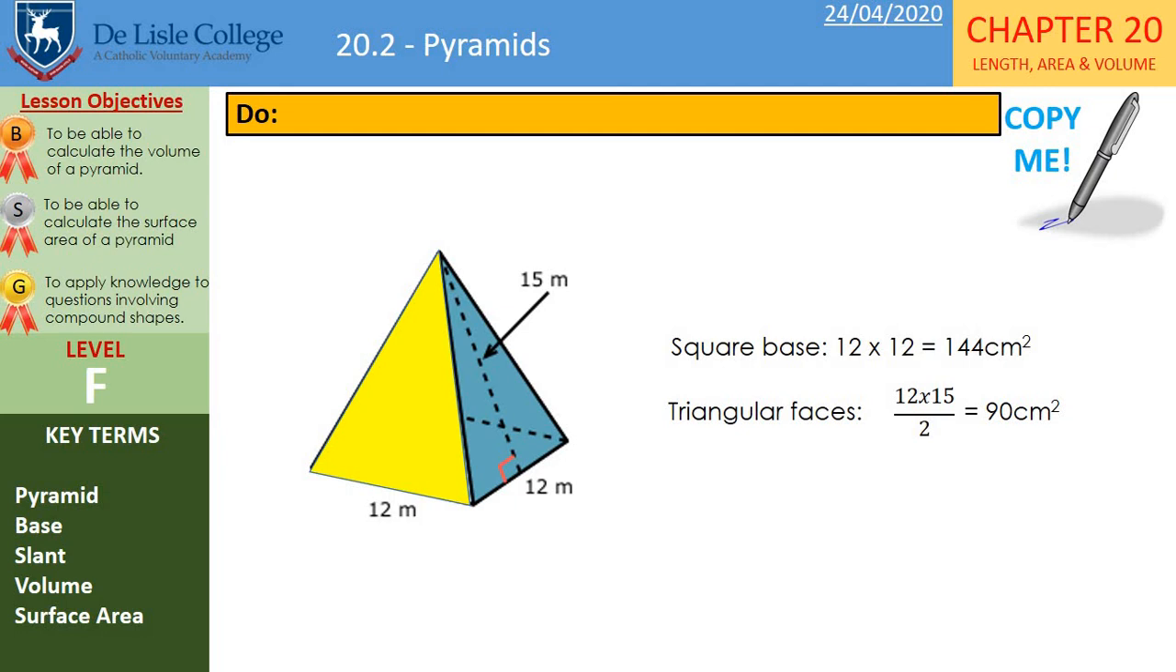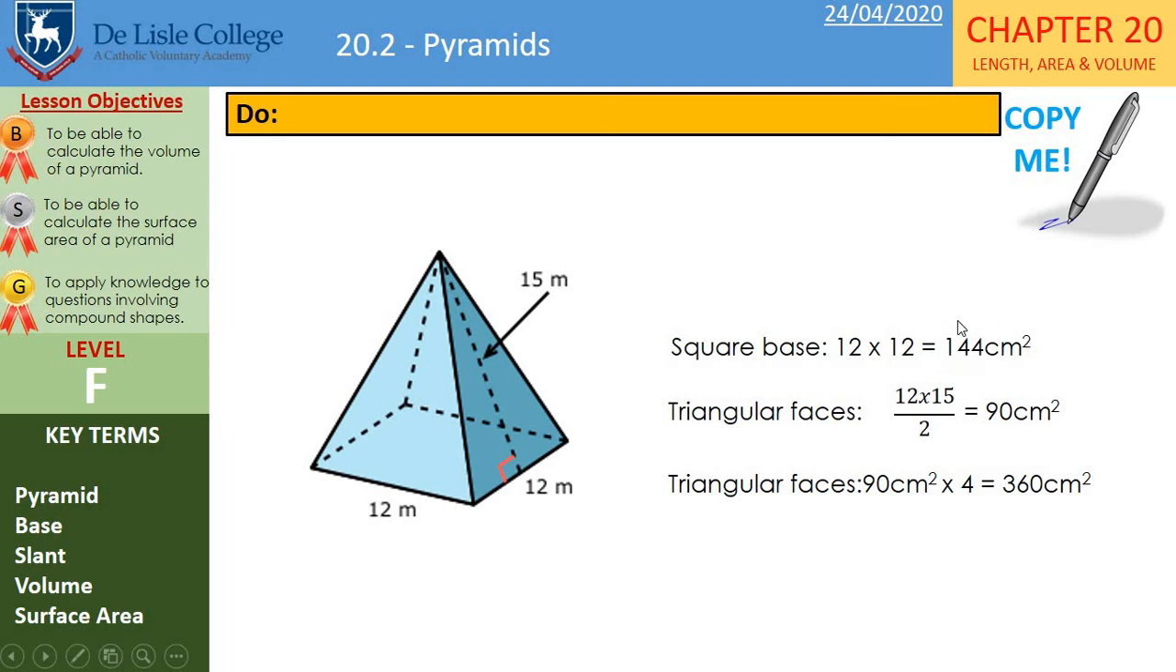But there are 4 of those triangles. So let's multiply 90 by 4 and we get 360 centimetres squared. And then we're adding together our 144 centimetres squared and our 360 centimetres squared, which gets us 504 centimetres squared. And it is still squared because it's an area question. Please copy this down if you didn't get it right and pause the video as you do this.